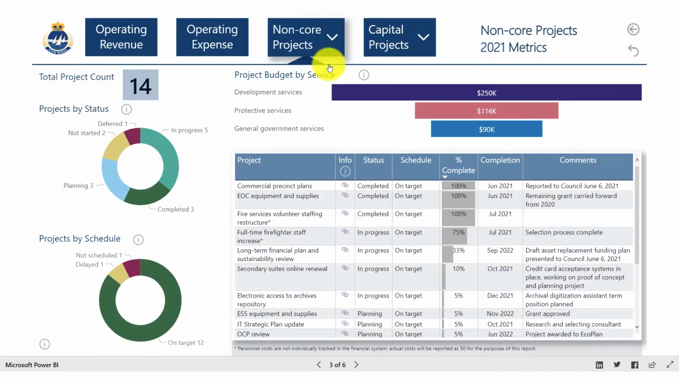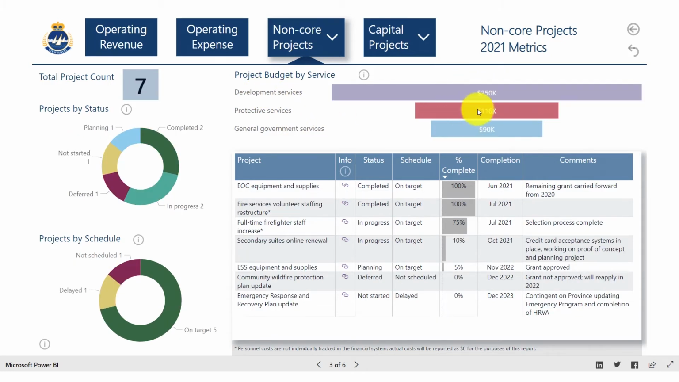So let's look at the metrics. We're only going to be looking at 2021 projects. This will be updated each year. You can see that there are 14 non-core projects. There's a chart that describes the status and the schedule for the projects in total. You can filter each of the project lists by the department or the services that it relates to. When we click on the Protective Services bar, we can see that of the total 14 projects, 7 relate to protective services. These projects are listed in the table below with more information.